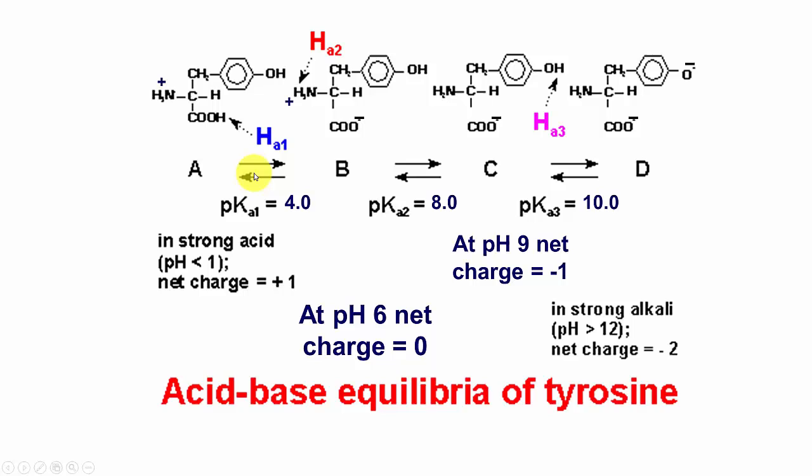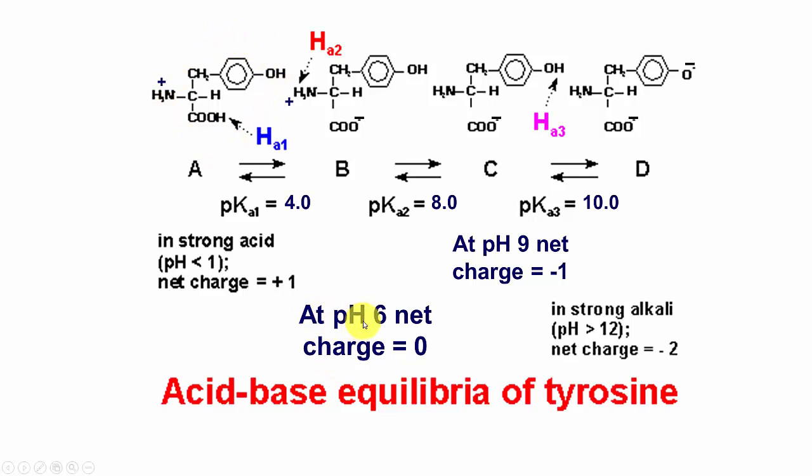So here it has several equilibria: 4 for the first carboxyl group, 8 for the amino group, and then 10 for the phenolic OH group. Out here is the last thing to come off. That gives species D, which is fully unprotonated. Species A is fully protonated.